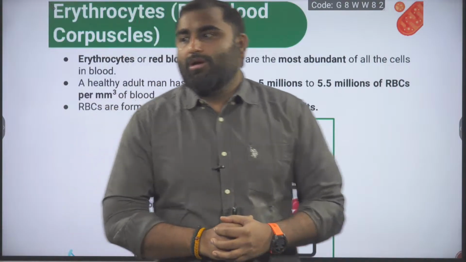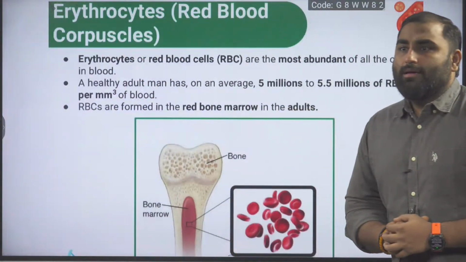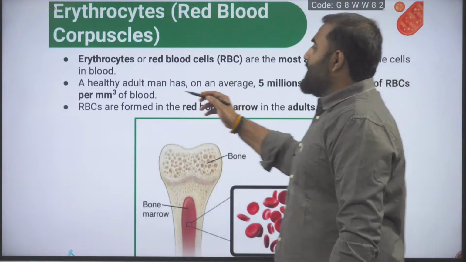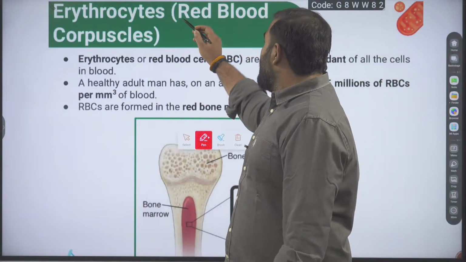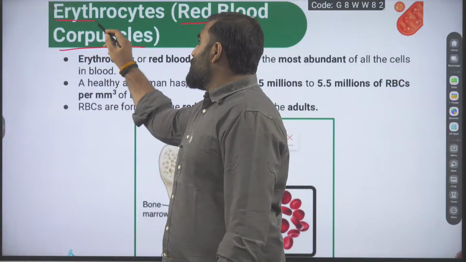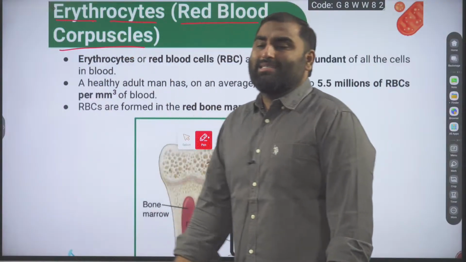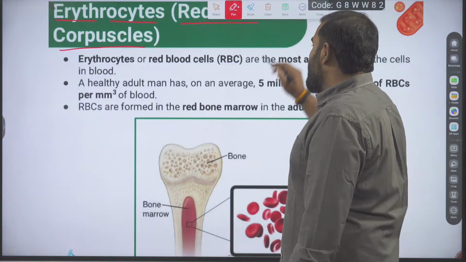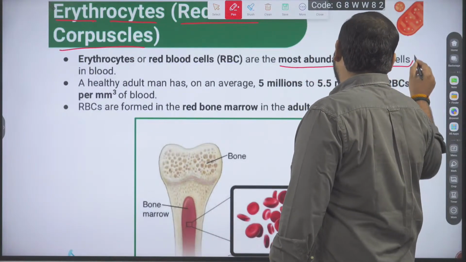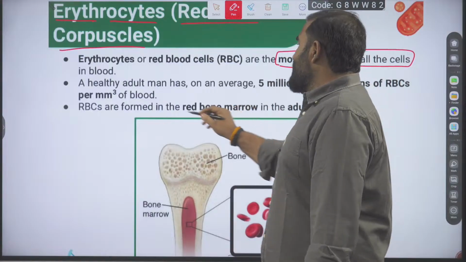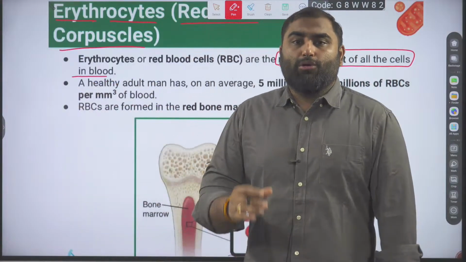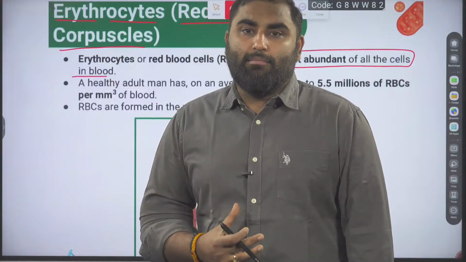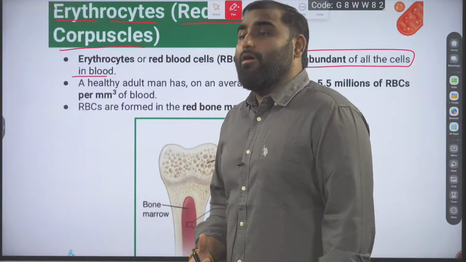RBC is also known as the red blood cell, or the other name is erythrocyte. Erythro means red color and cyte means cell. They are the most abundant of all cells in your blood. Out of the three, RBC, WBC and platelets, the highest number will be of RBC.